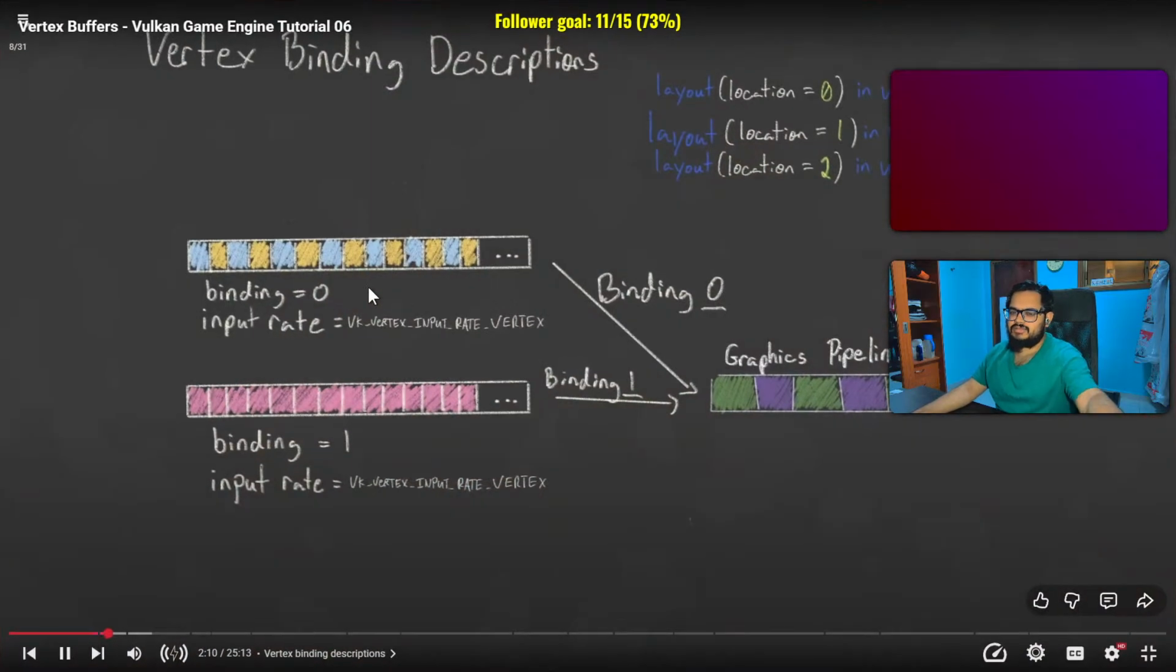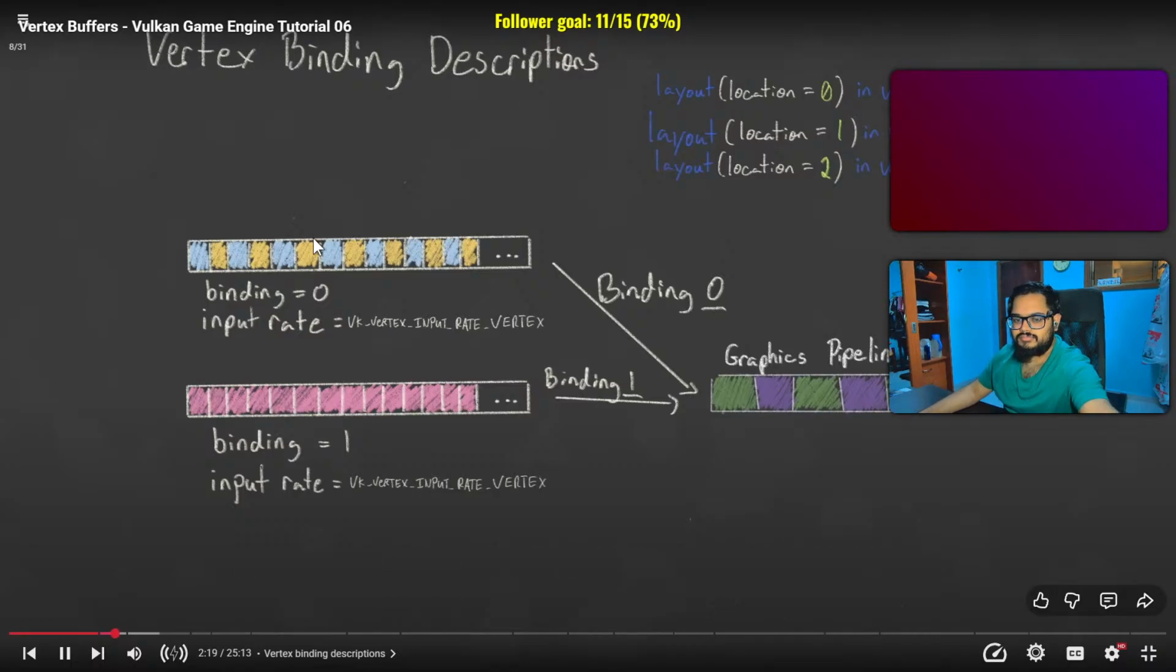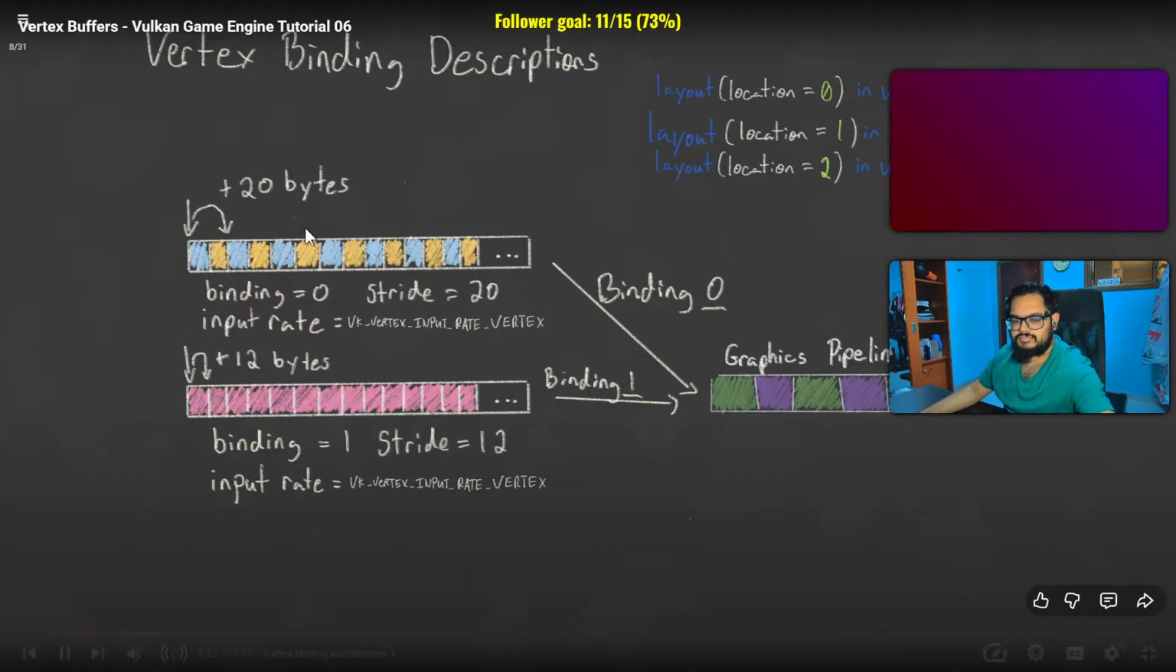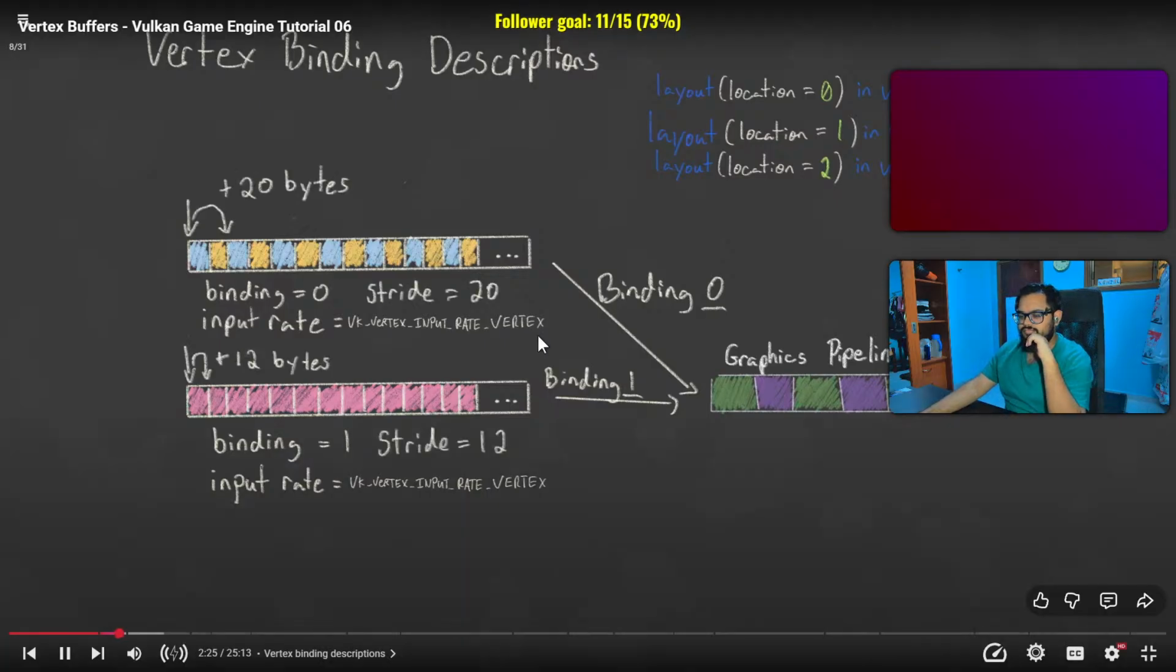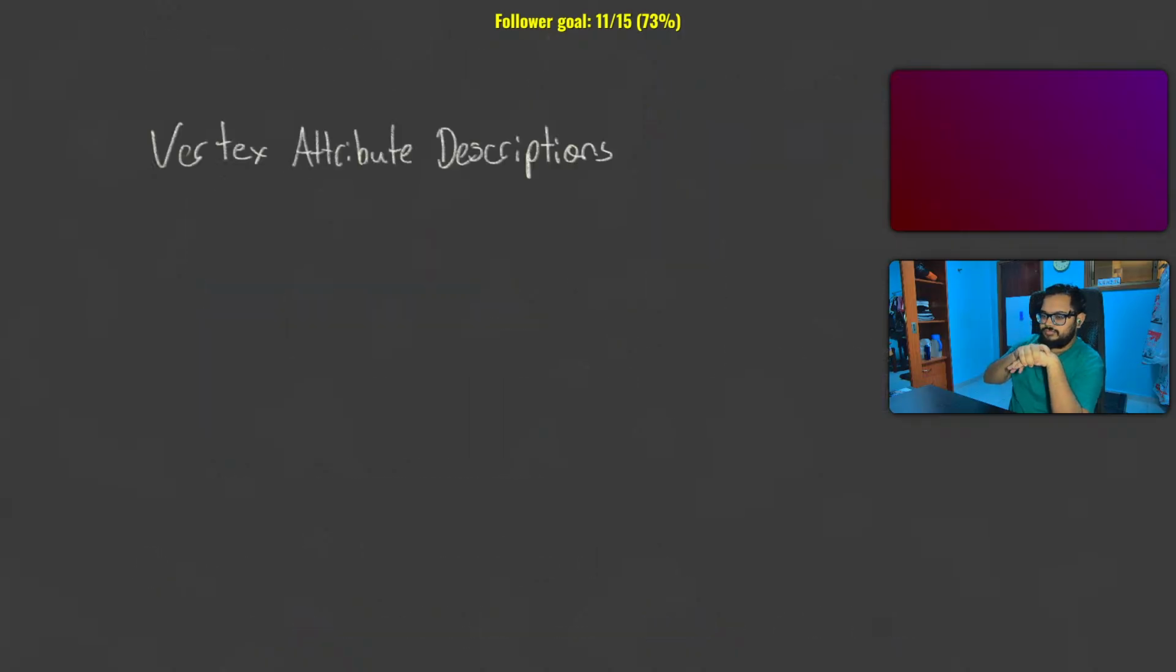And the stride. We can mostly ignore the input rate here. For now, this will always be input rate vertex, with the alternative being input rate instance for when working with instanced data. The stride specifies the interval in bytes from one entry to the next. So you can imagine a pointer at the start of a vertex buffer. The stride indicates how many bytes it needs to advance each time to get to the start of the next vertex's data. For each attribute, we must provide a vertex attribute description.